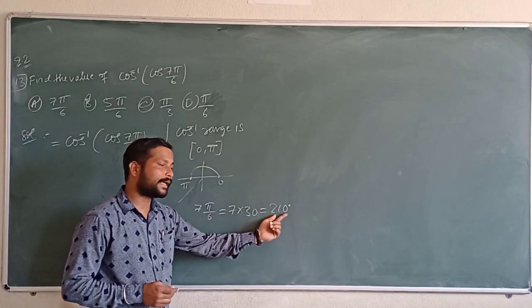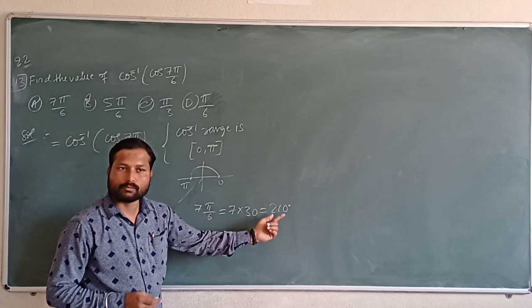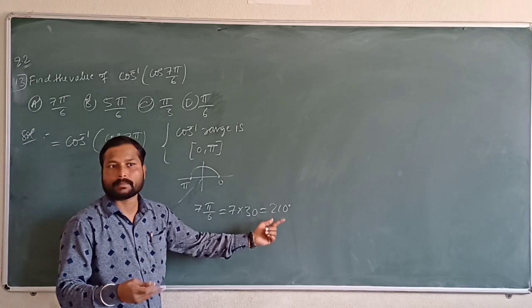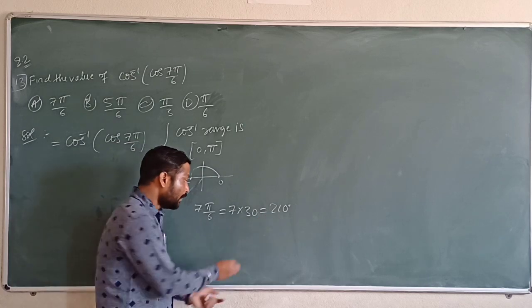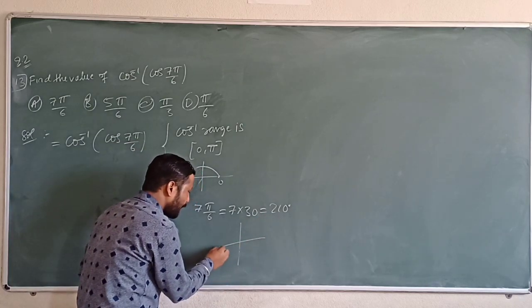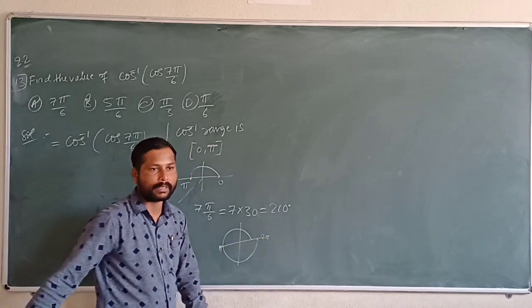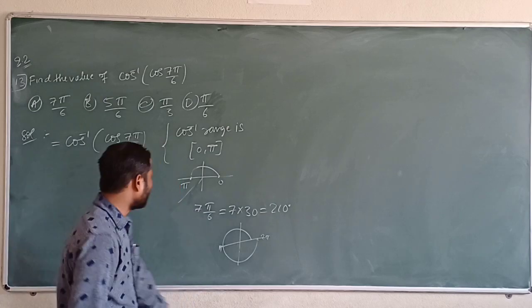Now this is 210, so what do you do with 180 minus theta? 210 is more than 180 or less than 180? More than 180, so 180 minus theta will not work, no chance. Correct? We have to take one complete revolution. Now it is pi, take one complete revolution, that is 2 pi. What do we do now? We take it using 2 pi, right?